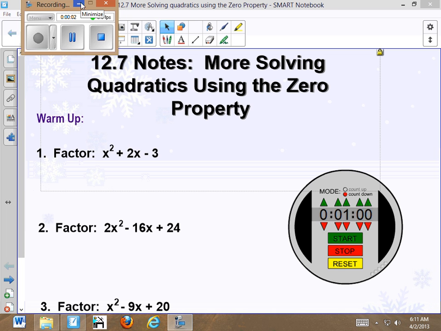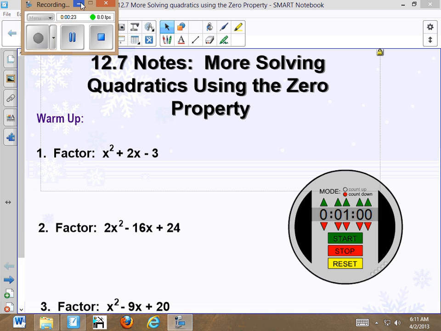Okay, this is the last unit in Chapter 12, the last lesson in Unit 12. It puts what we've been doing the past week together. We're going to do what we did yesterday with factoring and setting equal to 0. We're going to do that all together.